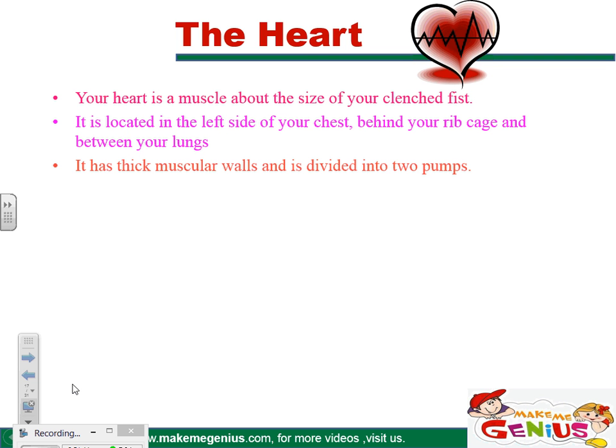It's a thick muscle divided into two pumps. So that's what makes your heart beat. Lub-dub, lub-dub. That's what your heart sounds like when you put a stethoscope on.